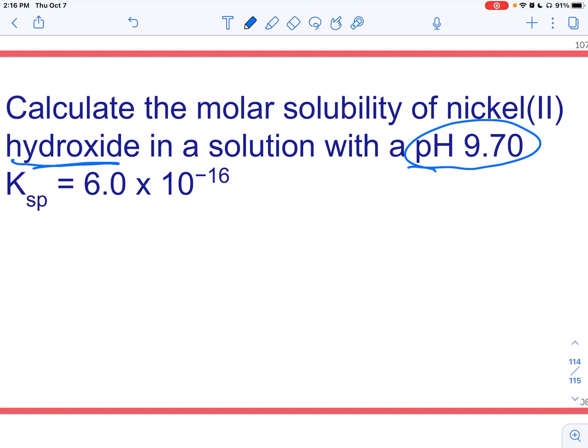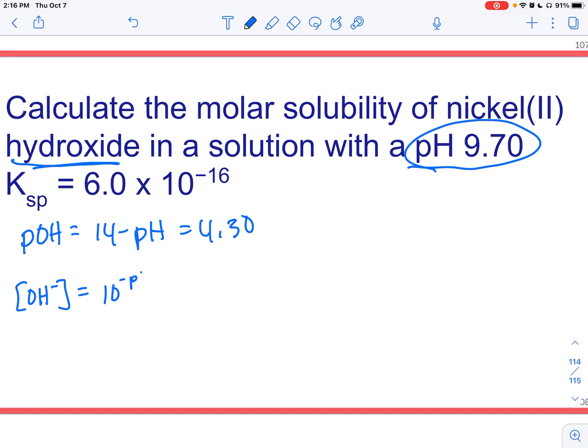So for pH, we're going to find pOH first. So that's going to be 4.30. Then we can do our 10 to the negative pOH. So if you have pOH, you're going to take 10 to the negative pOH to find the OH concentration. So 10 to the negative 4.3 equals 5.01 times 10 to the negative 5.